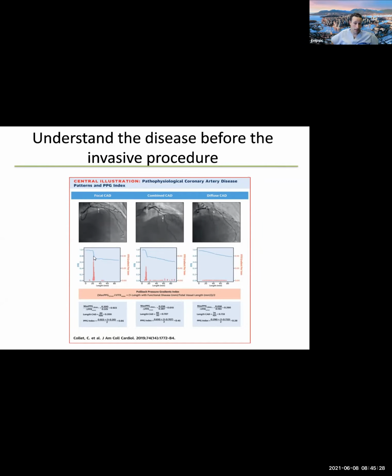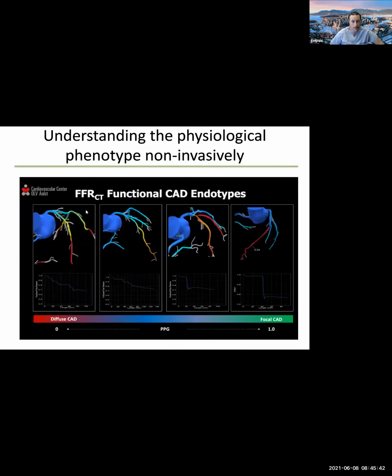This undoubtedly can be treated very nicely with focal PCI because of the very focal phenotype of physiology. On the other hand, this is a very diffuse pattern with abnormal physiology, but without a focal translesional gradient. Well, we can generate this, of course, non-invasively now and really characterize this pattern of morphology of not only anatomy, but physiology, and really try to refine our understanding of who is going to derive benefit from revascularization.